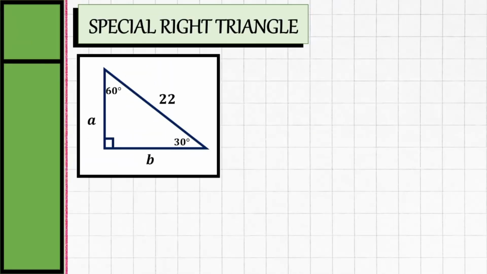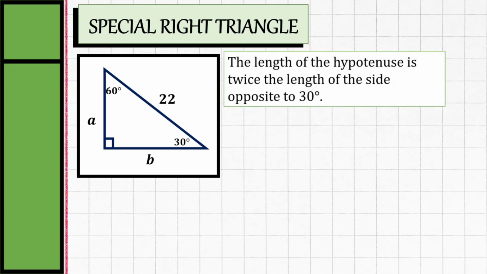Alright, let's have another example. So for example, we're given this 30-60-90 triangle and we're given the hypotenuse and we're looking for the measurement of our legs, a and b. So, like I said, we're using the 30-60-90 triangle theorem wherein it is stated that the length of the hypotenuse is twice the length of the side opposite our 30 degree. So we will use this equation, c is equal to 2a, to solve for our shortest side.